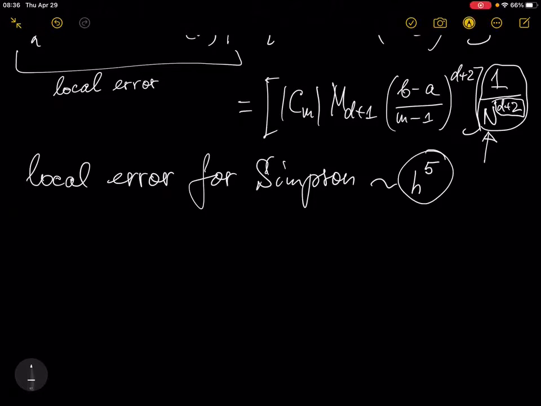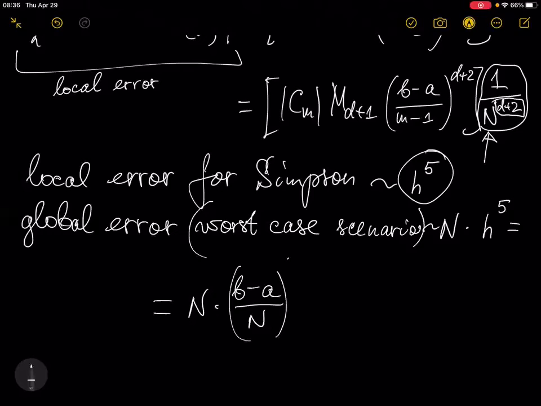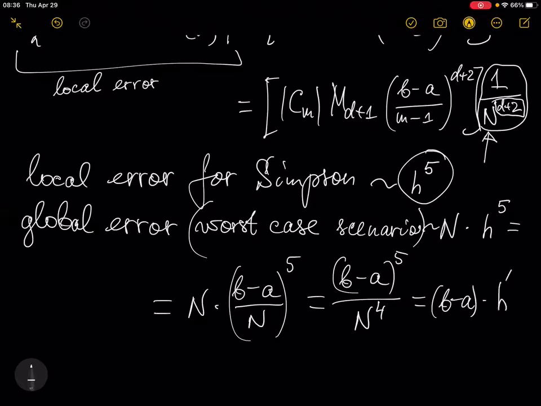But now, the global error in the worst case scenario. It is the number of subintervals multiplied by h. So it will scale as the number of subintervals multiplied by h to the 5th, which will give you n multiplied by (b minus a divided by n) to the 5th power. So the result is that you are getting (b minus a) to the 5th divided by n to the 4th. Or you can say that this is (b minus a) multiplied by h to the 4th.